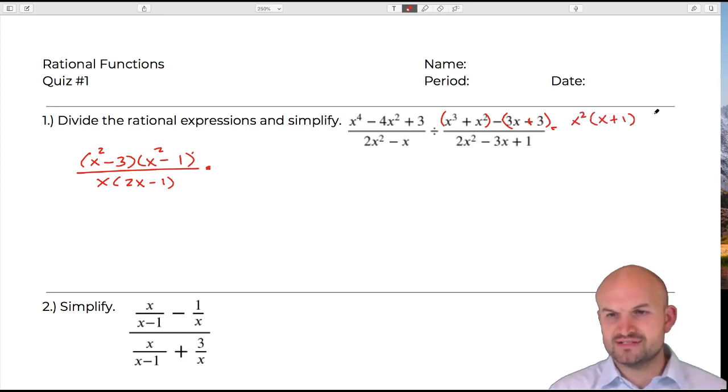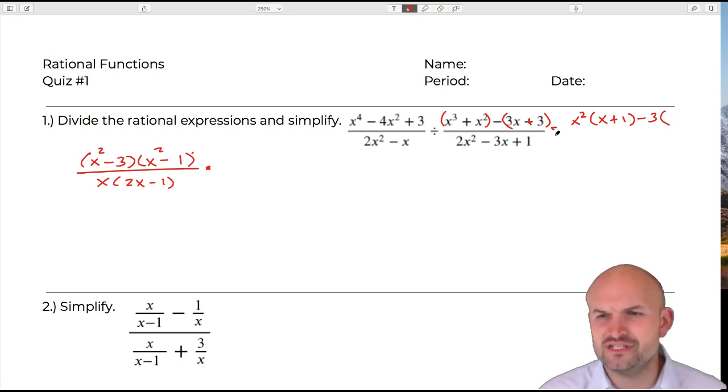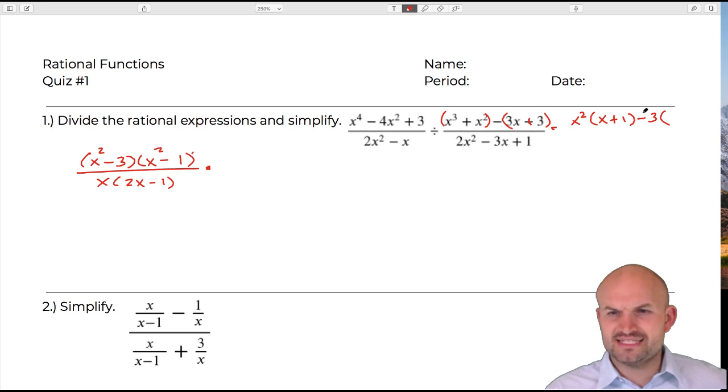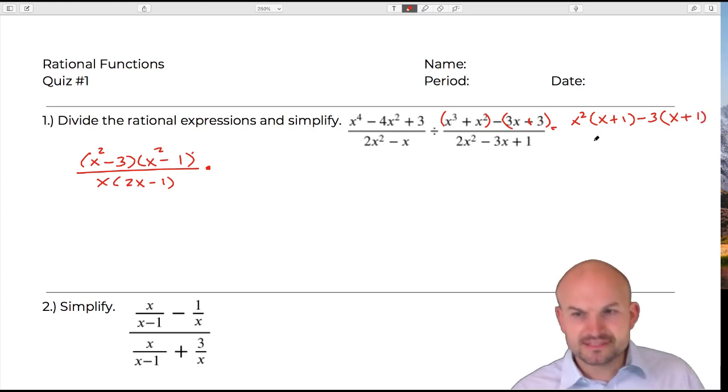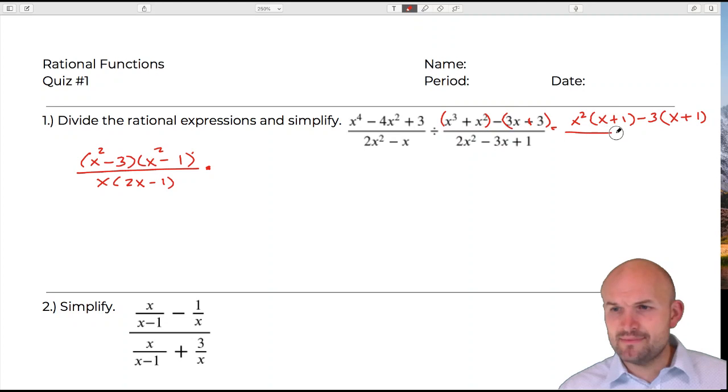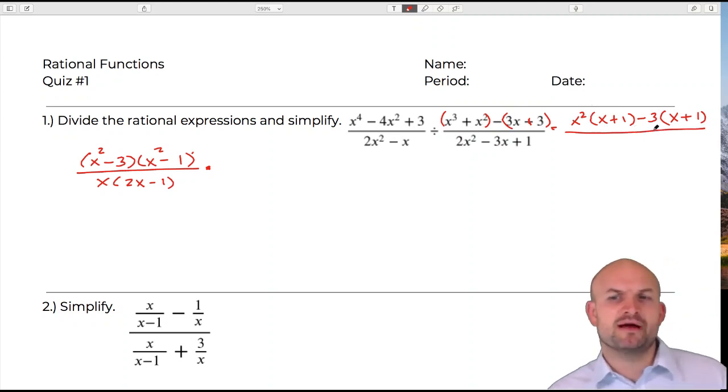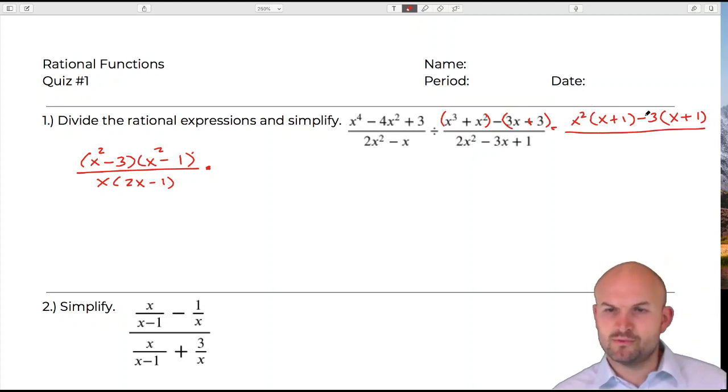Here I can factor out a negative 3. Actually, I just want to factor out a positive 3. If I factor out a positive 3, that's going to leave me with an x plus 1. Okay, there you go. That is the factoring by grouping, and then I'll rewrite this one more time.